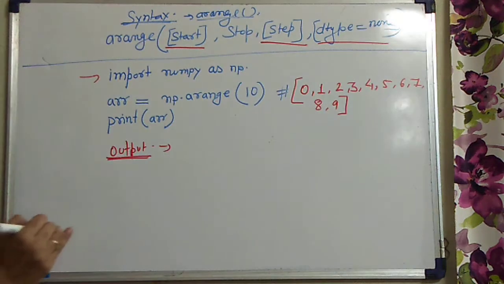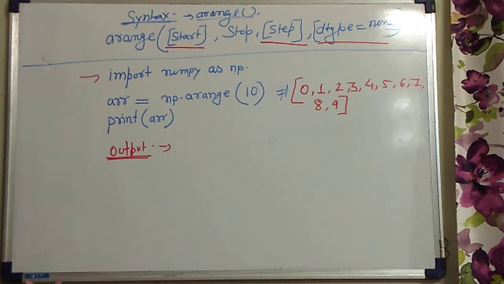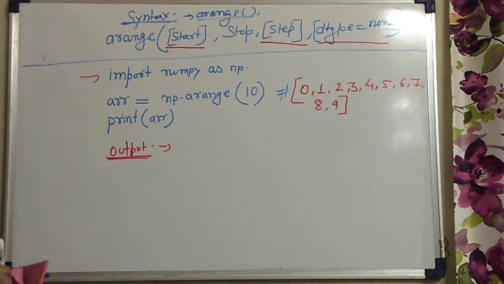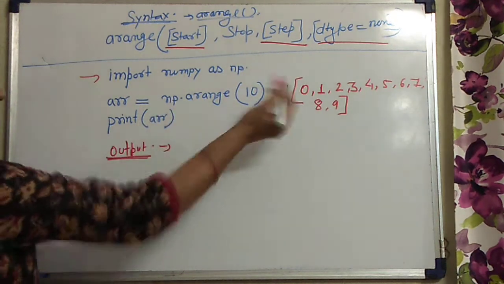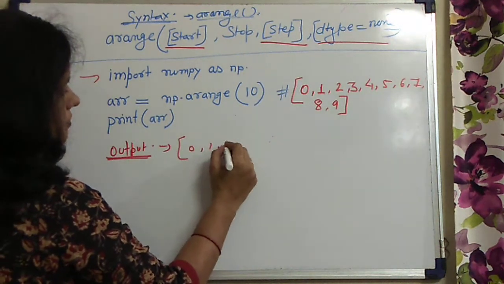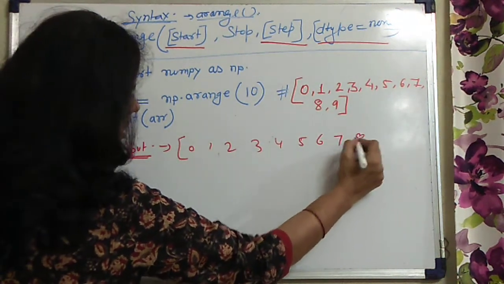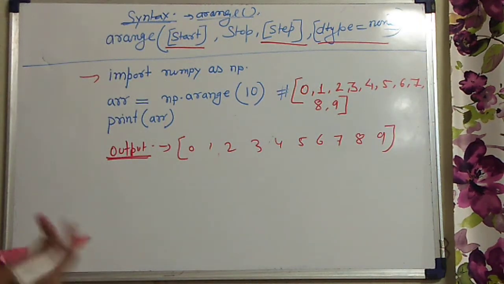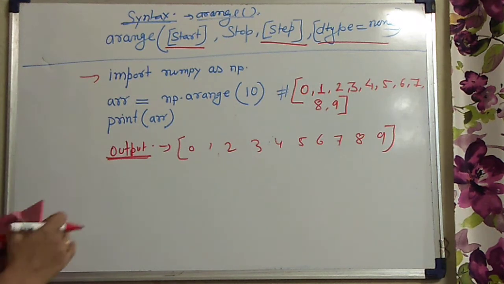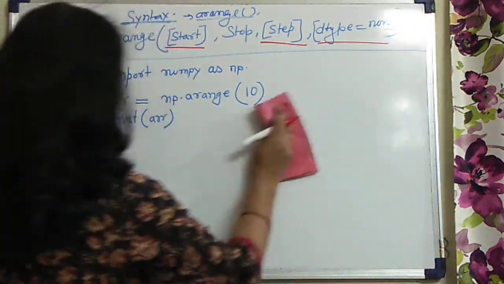Clear everyone? So this is very clear to you that the last value will be the stop value minus 1. Okay? Clear? So what output will you get? What is the value in the memory? 0, 1, 2, 3, 4, 5, 6, 7, 8, 9. Clear everyone? Now let us change the same program by passing the initial value to the arange function. Okay?